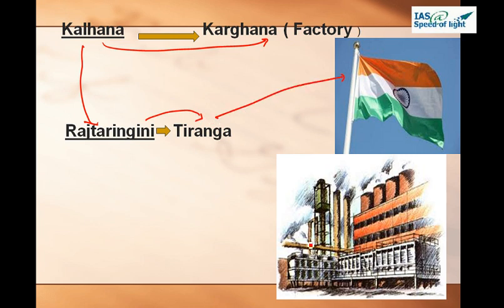So every factory on Independence Day and Republic Day hosts the tricolor flag. Tricolor is Tiranga, our Indian national flag. So Kalhana becomes Karkhana. Kalhana, Karkhana. And what is happening at Karkhana? They are hosting the flag, the tricolor flag, Tiranga, or they are hosting Tiranga, Raj Tarangini.